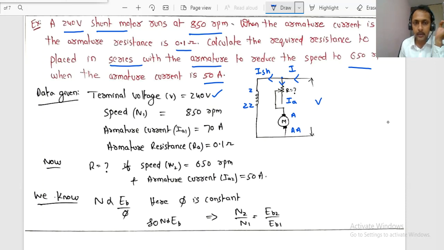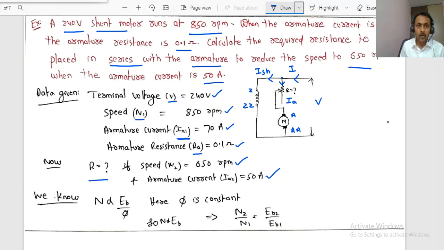The speed N1, use the variable N1, 850 rpm. Armature current in the first case IA1, 70 amps. It is drawing 70 amps. Armature resistance, the variable is RA, 0.1 ohm. Now R should be how much, if the new speed is 650 rpm and the new current drawn by the armature, IA2, is 50 amps? Observe in this case the flux phi is kept constant.